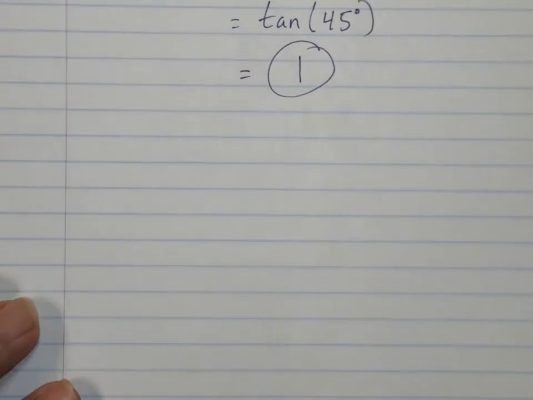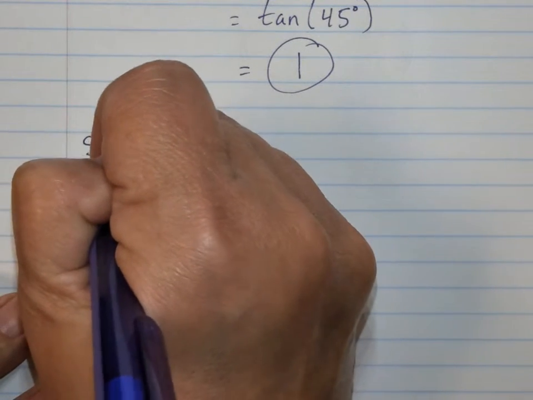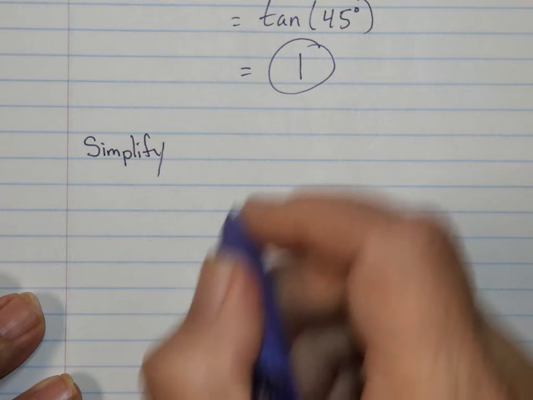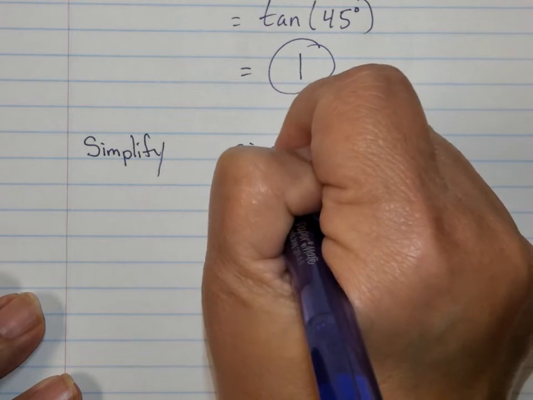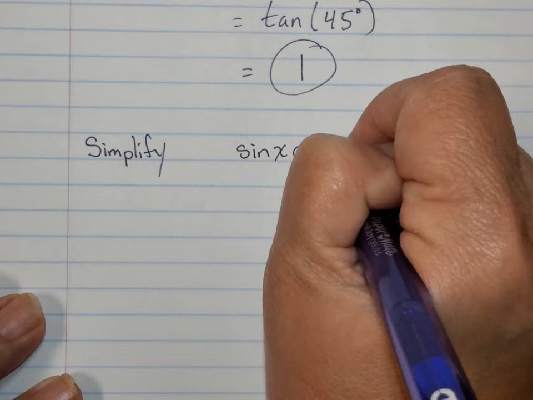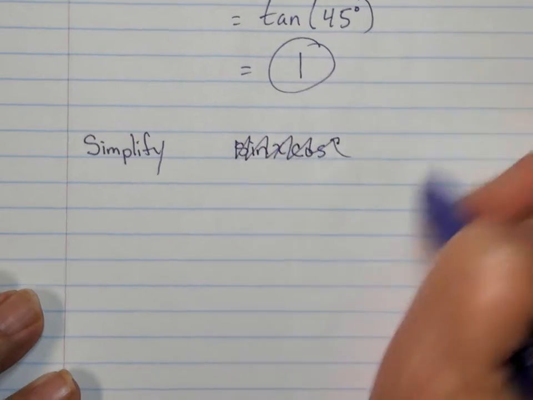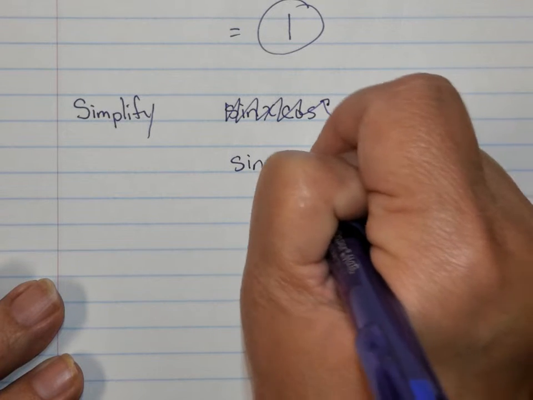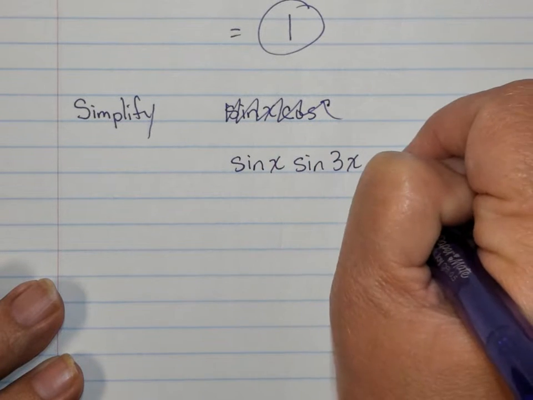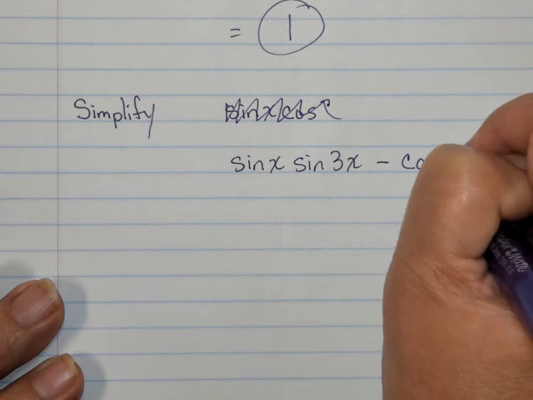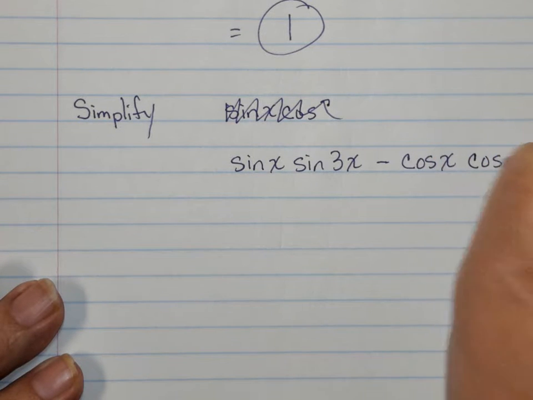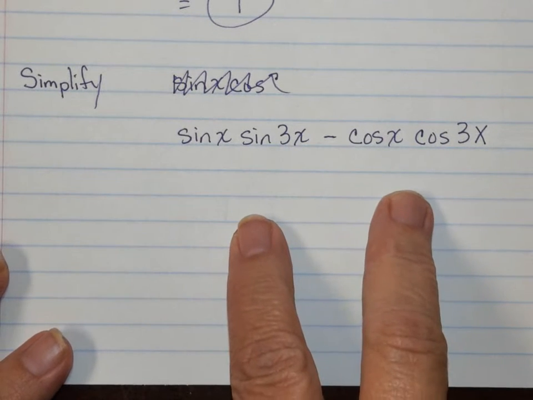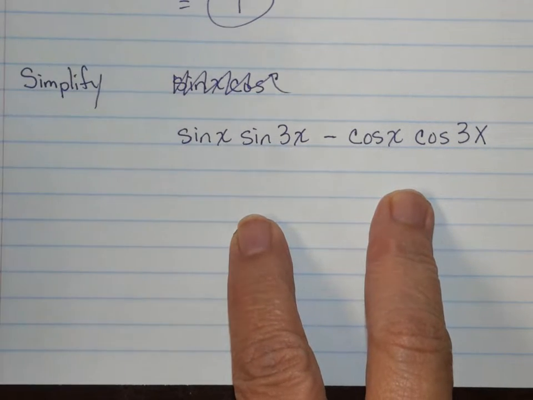Now this time, instead of an exact value, it's going to say simplify. So I've got sine x cosine 3x minus cosine x sine 3x. Alright. So I say, well, let me take a look at my identities.